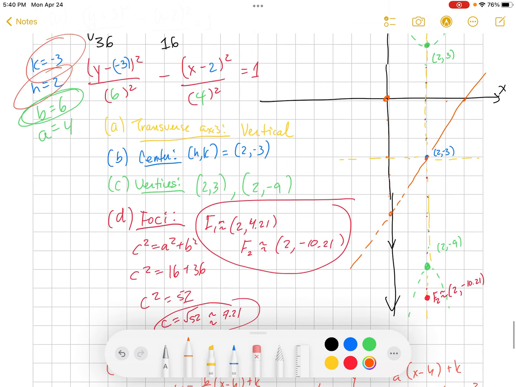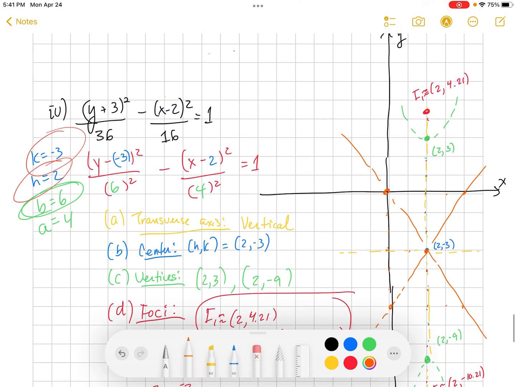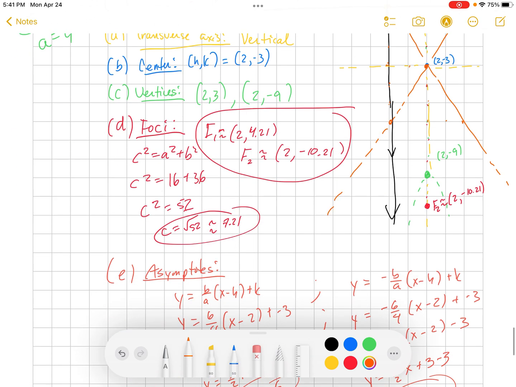All right, the other one has a y-intercept of 0 right here, and it has a slope of negative 3 halves. So I'll go down 1, 2, 3 over 1, 2. So there is my asymptote. Those are my asymptotes.